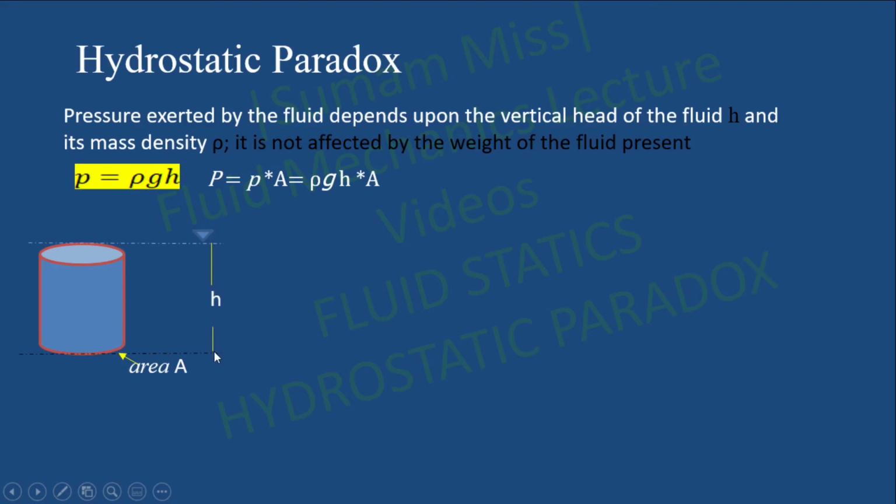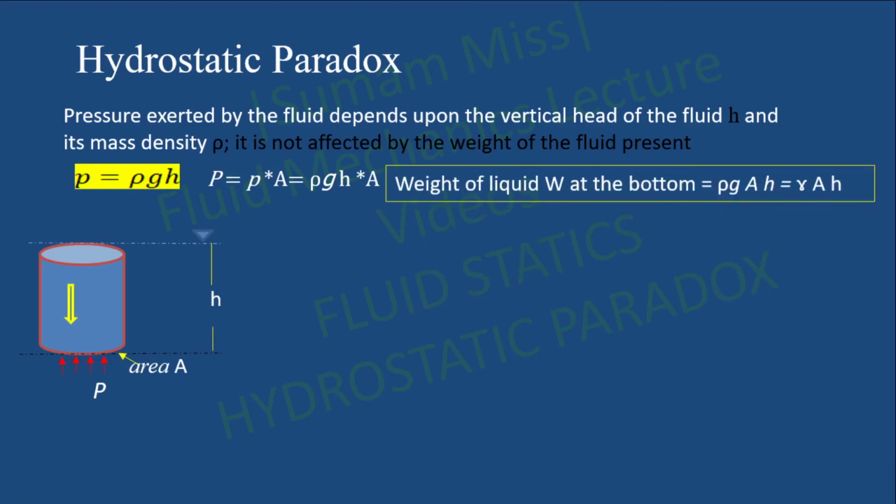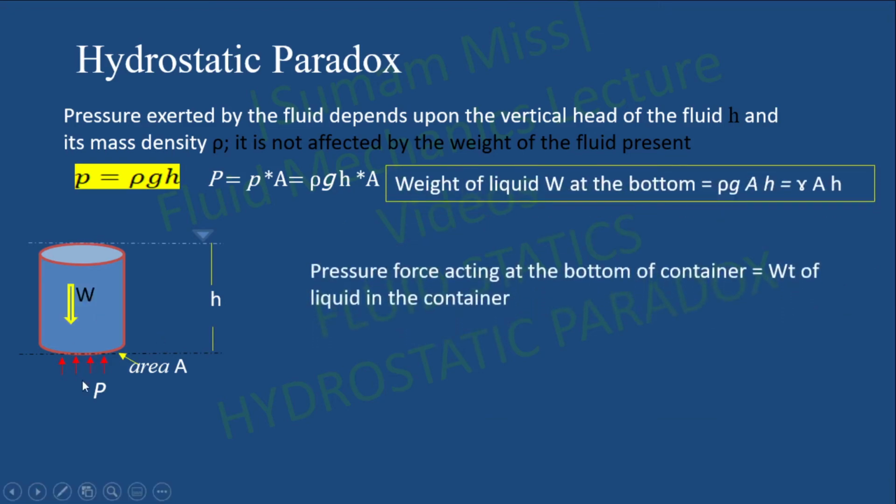So the container is completely filled with liquid. A into h represents the volume of the liquid in the container, and rho g into A into h represents the weight of the liquid in the container. That means the pressure force acting at the bottom of the container is equal to the weight of the liquid in the container. The weight is acting downward, whereas the pressure force is acting upward.